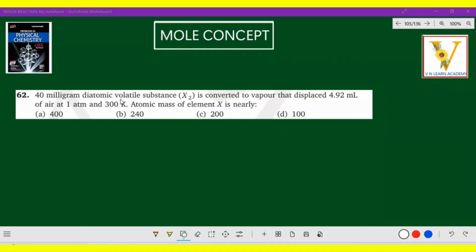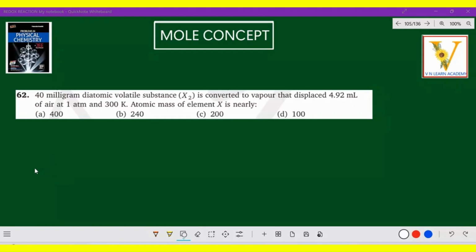40 milligram of diatomic volatile substance X2 is converted to vapor that displaced 4.92 ml of air at 1 atmosphere and 300 Kelvin. The atomic mass of element X is nearly? Right now, they have given the diatomic volatile substance X2 in milligrams, and the vapor that is displaced, 4.92 ml of air. So they have given the gaseous compound.